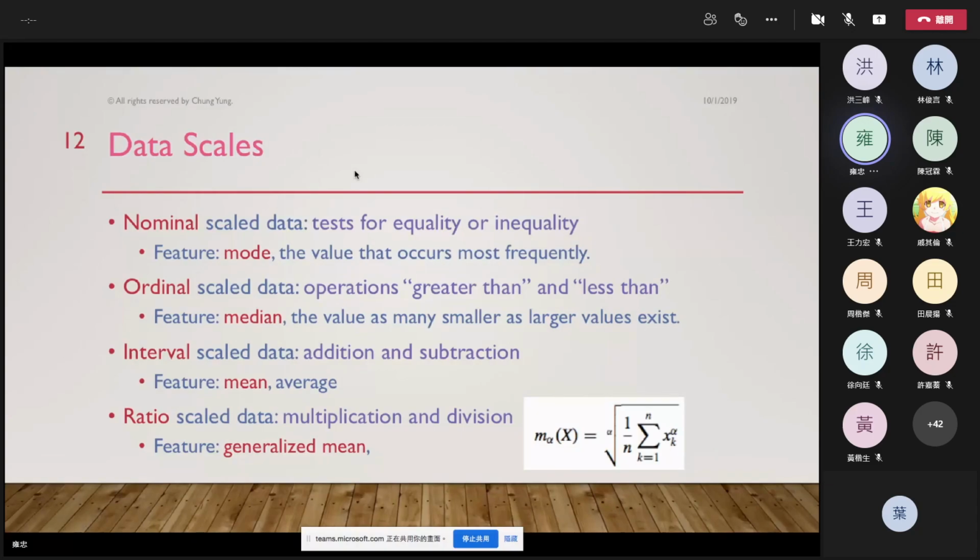The feature of this data scale is mode, the value that occurs most frequently in the nominal scale data. Okay, the second type of data is called ordinal. Ordinal scale data, for ordinal scale data, we may apply operations like greater than and less than. We may compare which one is larger, greater than the other.